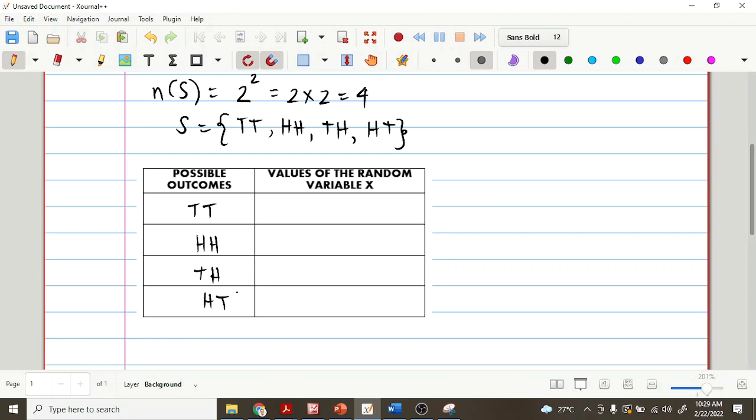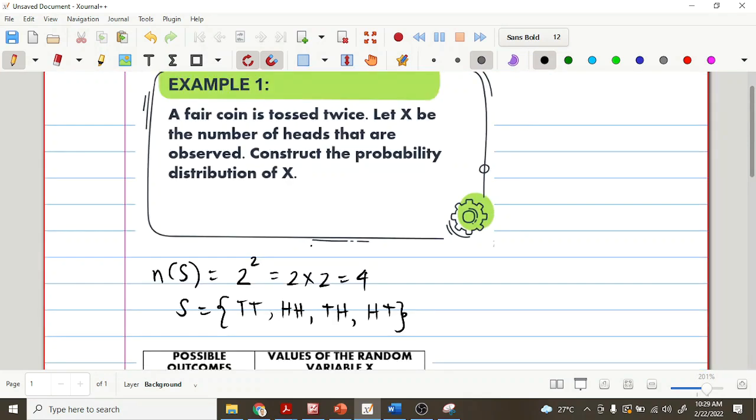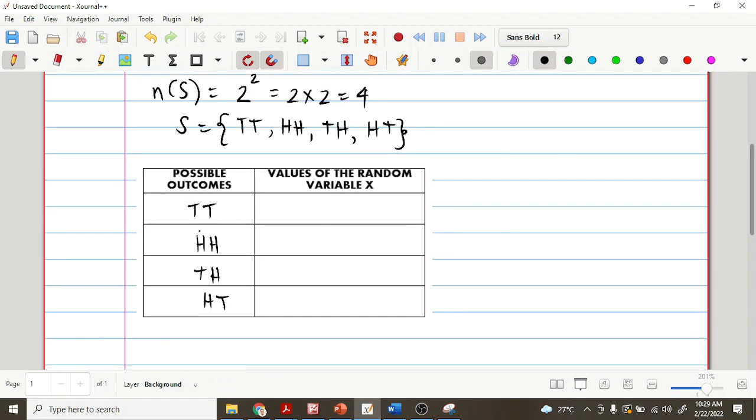So, ano yung values ng ating random variable daw? Yun yung bilang ng, balikan natin yung given, number of heads that are observed. So, we just count the number of heads here. So, doon sa una, since walang heads ho, so we write 0. Dito sa pangalawa, dalawa yung heads, kaya we write 2. Dito din isa, dito ay isa din. So, ang values ho ng ating random variable x ay 0, 1, and 2.